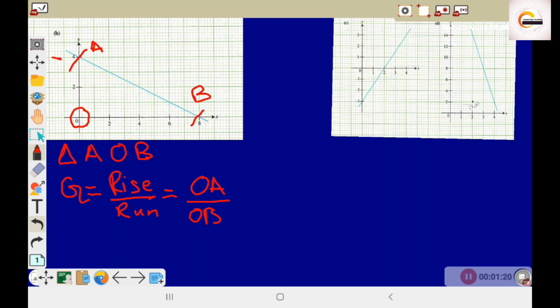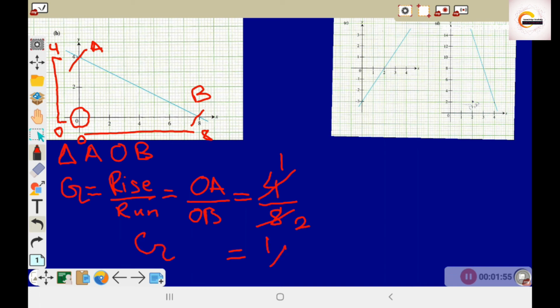OA, what is the final point? Final point is 4, initial point is 0, and in OB the final point is 8 and the initial point is 0. So 4 minus 0 will be 4, and in OB 8 minus 0 will be 8. Simplification 1, 2, and the gradient is going to be half.